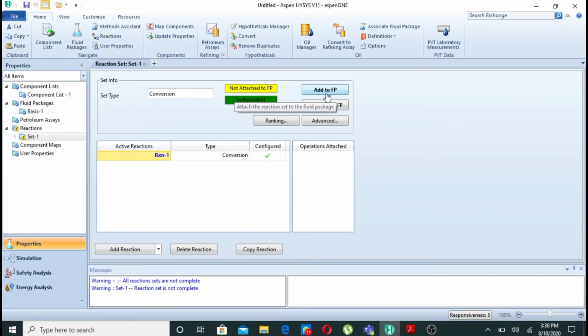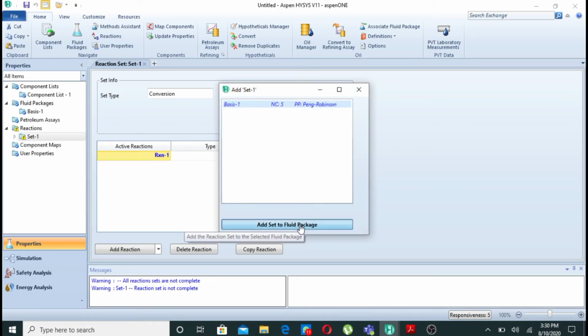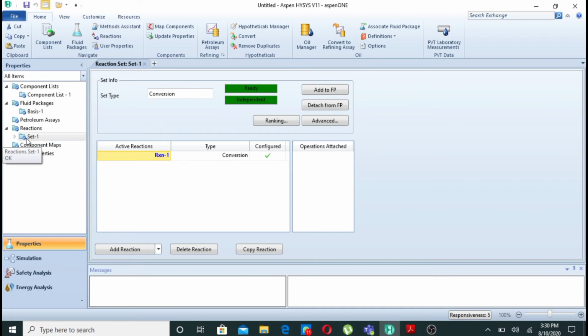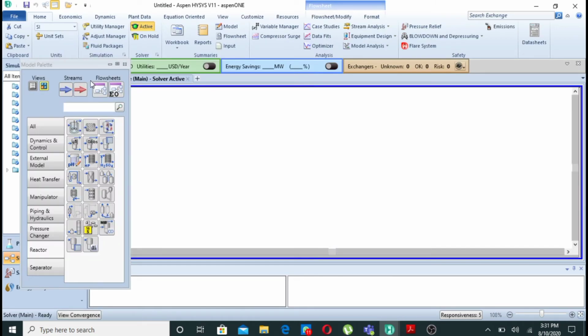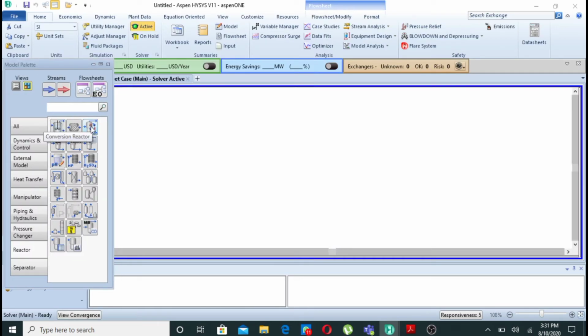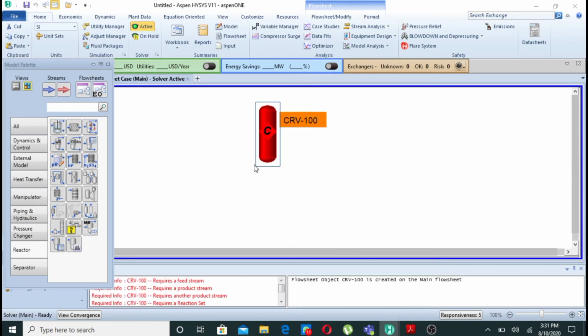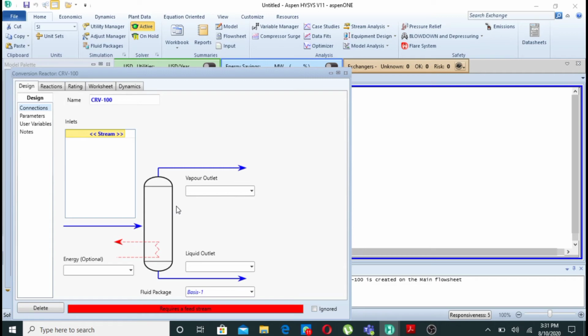So I will just add to the fluid package, and now you can see that a tick is on reaction set. Now I will directly go to the simulation. I will go to the reactors and drag an equilibrium conversion reactor. So this is a conversion reactor CRV100. I will double click on it, and now I will define the streams.